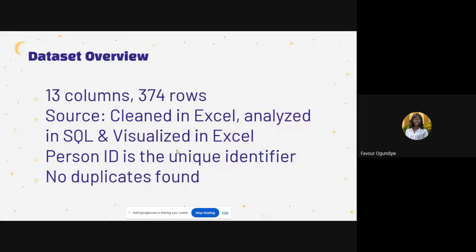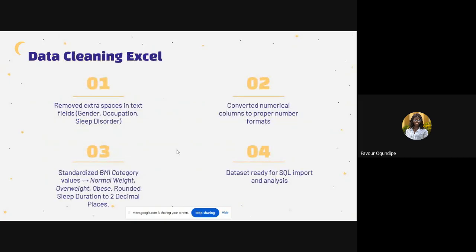For our project, we analyzed a data set of 374 individuals, 374 rows with 13 columns, and we cleaned it in Excel, analyzed it in SQL, and visualized the results to uncover meaningful insights. We started by preparing the data.